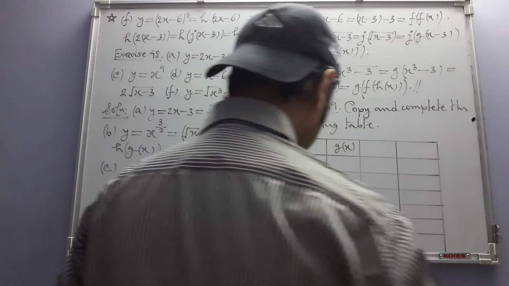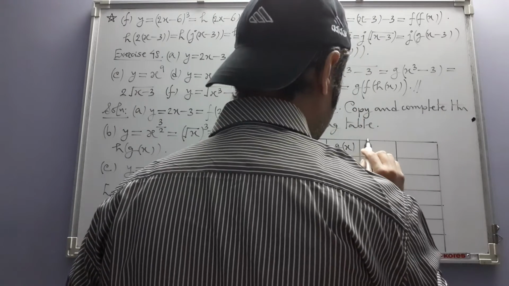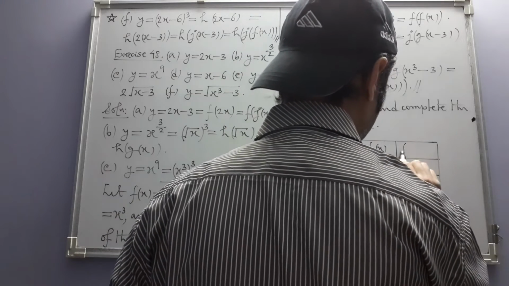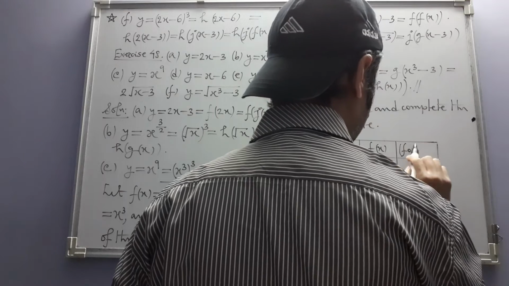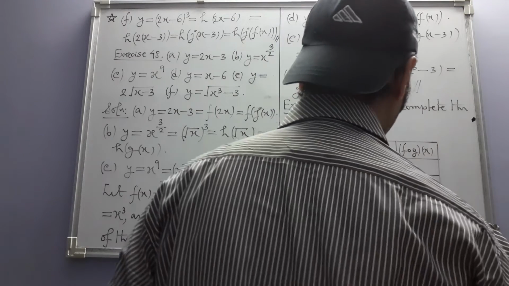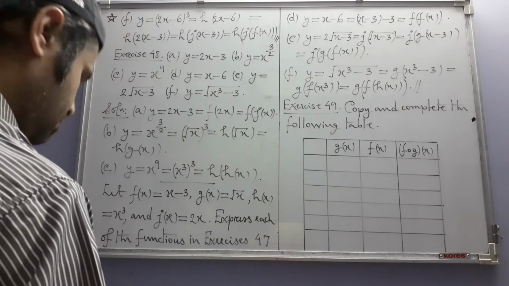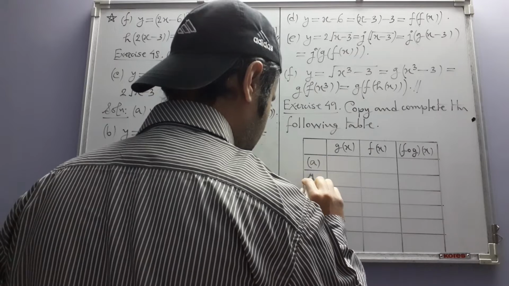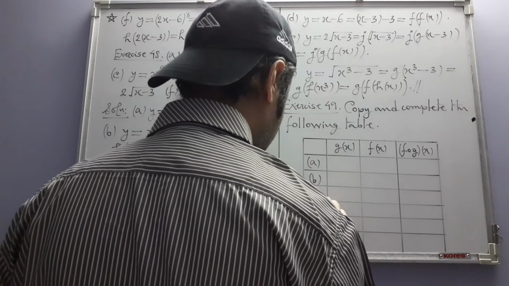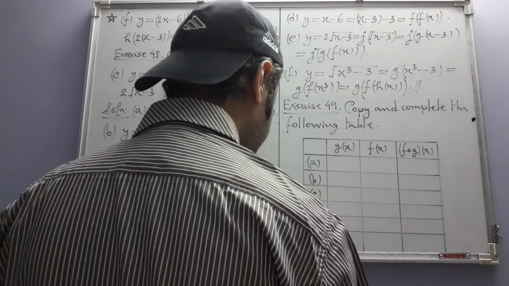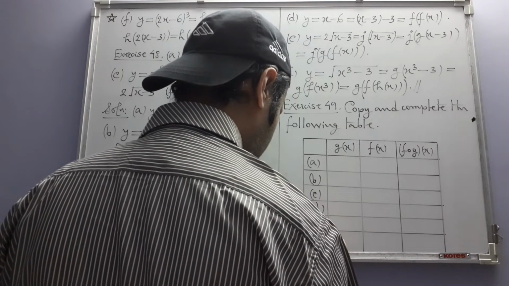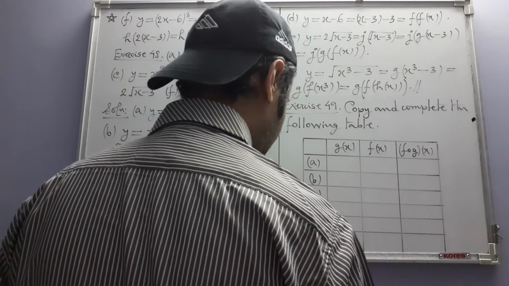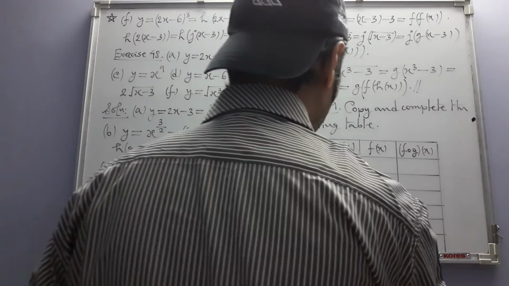Okay, the table looks like this. Here in this column we have the function g(x). Here we have f(x), and here we have the composition of f and g. These are names that label the functions. And these are some entries given in the table.